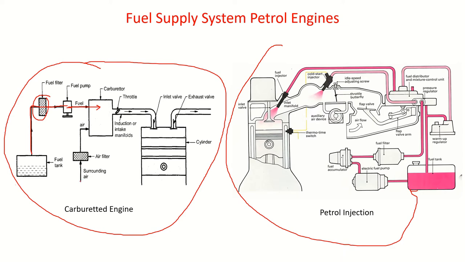Also, we have already studied the air induction system. The surrounding air passes through the air filter and enters into the carburetor. Here, the air fuel mixture is prepared. So, carburetor is a device which prepares air fuel mixture depending on the requirements. What are those requirements? I'll spell out later. Depending on the requirements of the engine.